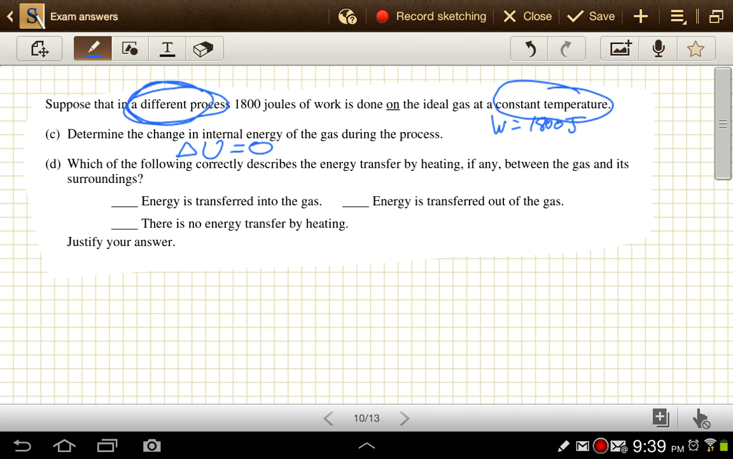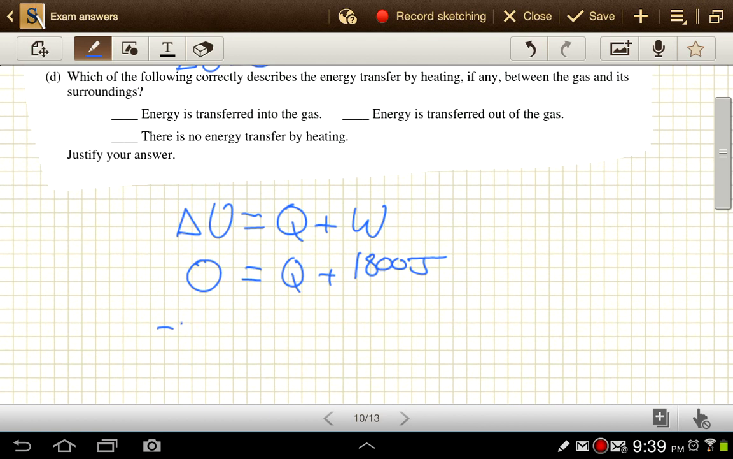The other way to think of this is delta U is equal to Q plus W. Delta U is 0, and W is a positive 1800 joules. So that means that Q is a negative 1800 joules, and that is heat that's leaving the system. Energy is transferred out of the gas.